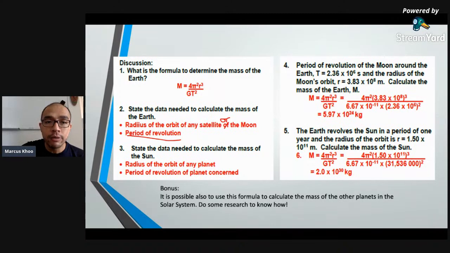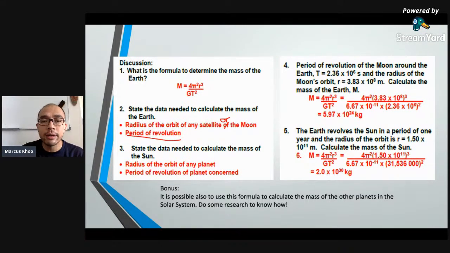So when you have these two pieces of information, pi is a set value, 22/7, 3.142. G, since the last time you already know, is 6.67 times 10 to the power of -11. That one doesn't change. But if you want to calculate the mass of the Earth, you need to find something that is orbiting around the Earth, get the R and get the T, then you can calculate the mass of the Earth.